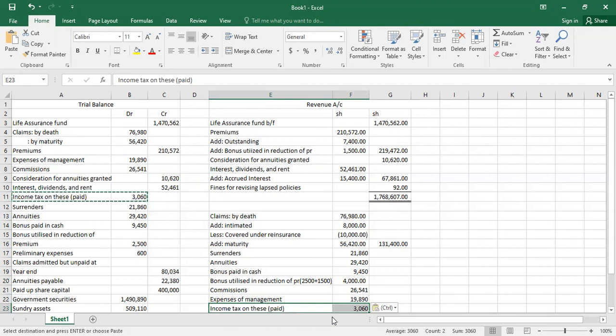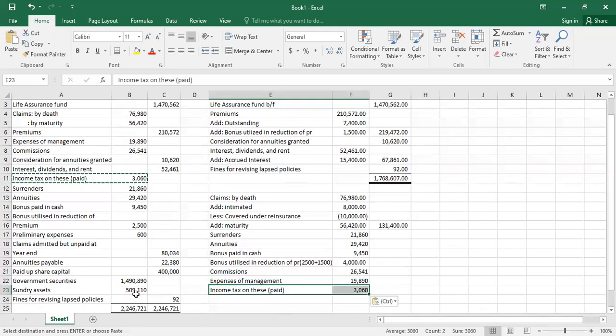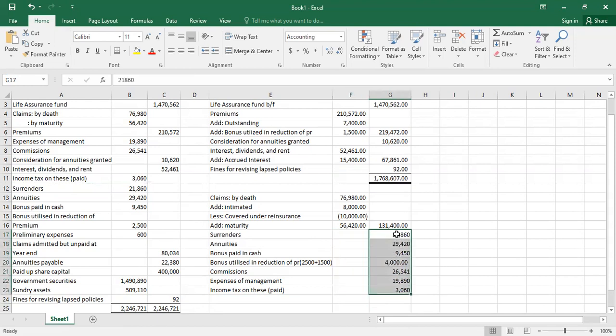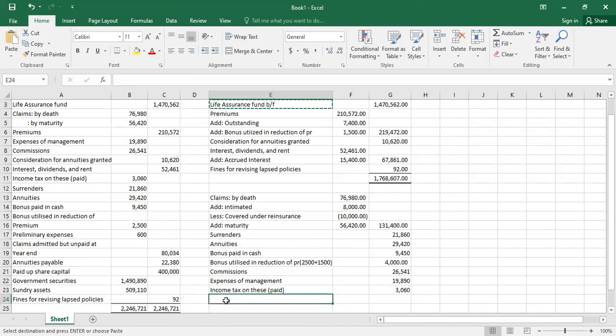Anything else? Government securities assets, and these are assets. So I think we have taken everything, right? We can even transfer all this to this end. Whatever I'm going to get here will now be the life assurance fund carried forward. The balancing figure will be carried forward, and that will be taken now to the balance sheet.